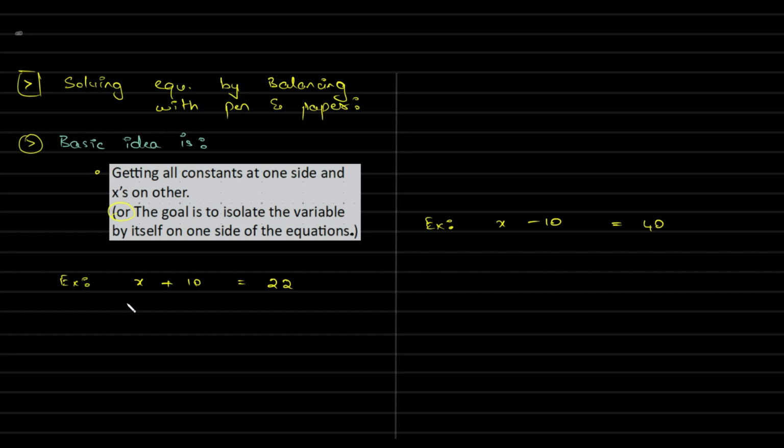So what does it mean? Basically, I don't want anything on the side where we have the x. Send off everything to the other side. In this case I have 10 along with our x. I don't want this guy over here. I want to remove him.